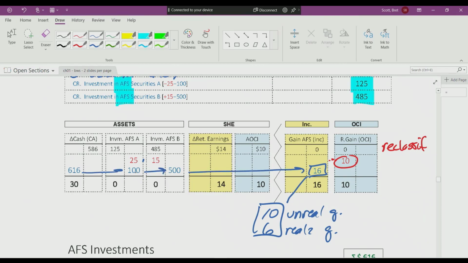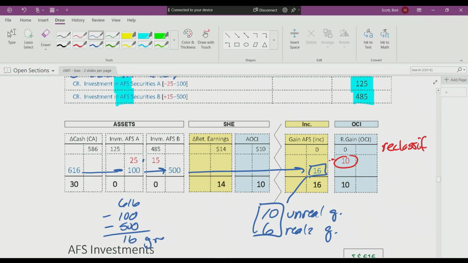Debit cash for 616, get rid of the $100 cost basis, $500 cost basis. It means I have a $16,000 gain here. I got 616. I got rid of an investment of 100,000. Got rid of an investment of 500,000. I must have a $16,000 realized gain in this case.